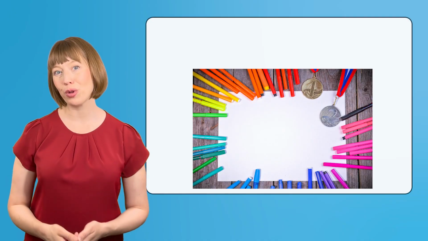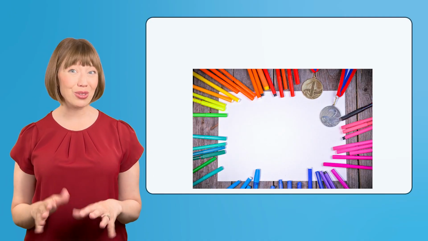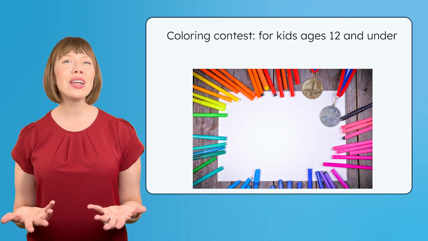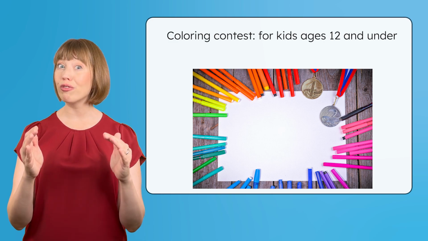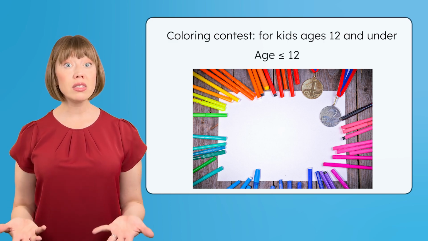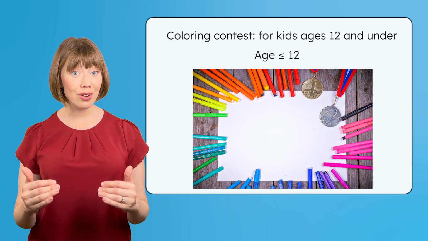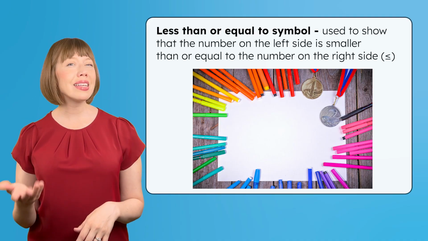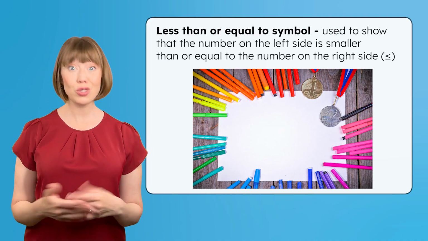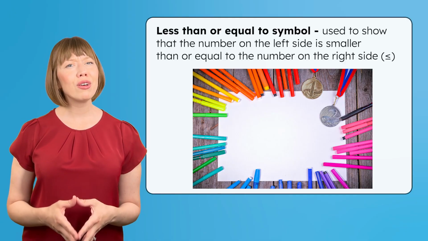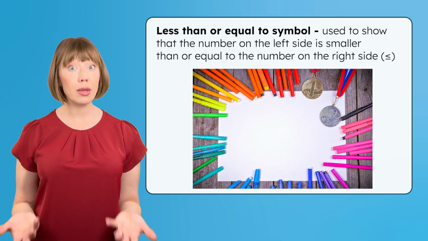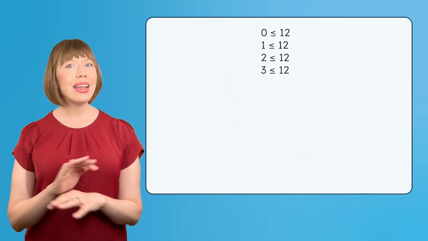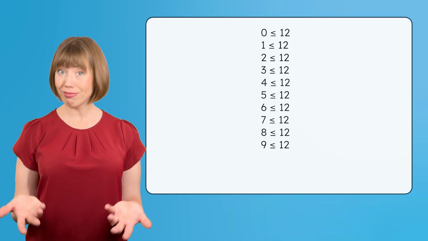Here's another example where we would need a special symbol to compare. A coloring contest is for kids 12 and under. This means your age can be less than or equal to 12, and we'd use the less than or equal to symbol to compare. If we filled in a number for the age in the comparison, we could use any number 0 through 12 to make it true.